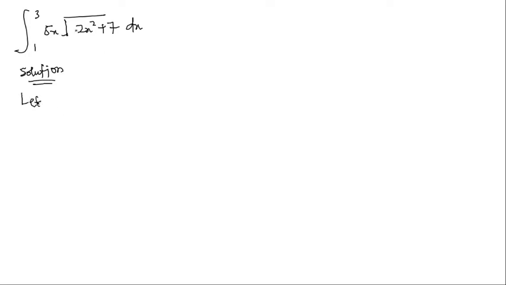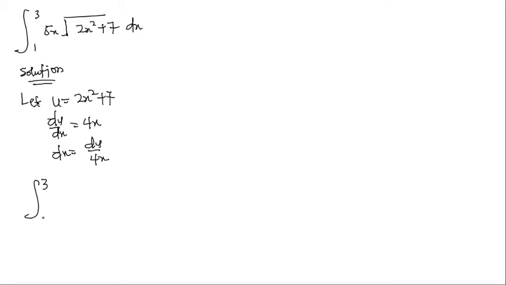So example number 2, we have to integrate from 1 to 3 of the function 5x root of 2x squared plus 7 dx. So let's write down our solution. Looking at this integration, straight away we know we need to use the method of substitution. So we say let the function that we have over here be u, so u is 2x squared plus 7. If we differentiate u with respect to x, we get du dx, and that will give us 4x. If we make dx the subject, we have du on 4x.